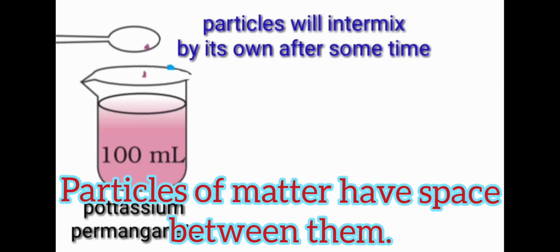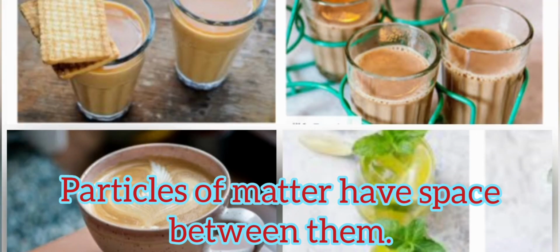Instead of salt, if we add potassium permanganate to water in a beaker, definitely particles will intermix on their own after some time. In other words, the violet color of potassium permanganate intermixes throughout the whole volume of water even if we don't stir it. Similarly, when we make coffee or lemonade, particles of one type of matter get into the spaces between particles of the other. All these examples show that there is enough space between particles of matter.